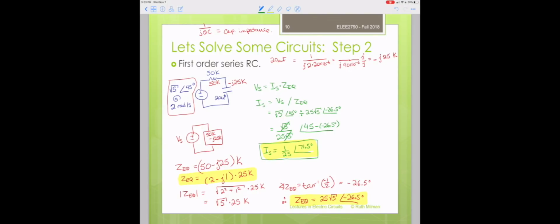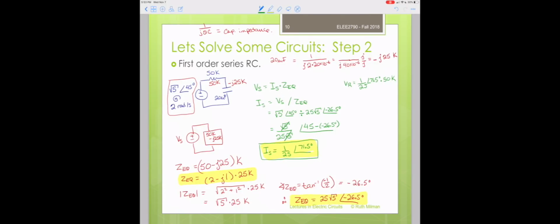So in the other parts of the circuit, the first thing we're going to do is look at the phasor for the voltage in the resistor. The voltage in the resistor is equal to the current running through it. That's 1 over 25 at an angle of 71.5 degrees, and that is multiplied by the impedance. So V equals IZ. When you multiply by the impedance, you're multiplying in this case simply by 50K.